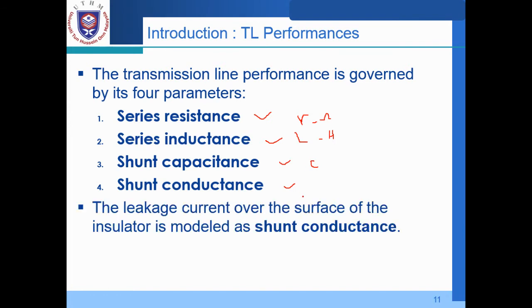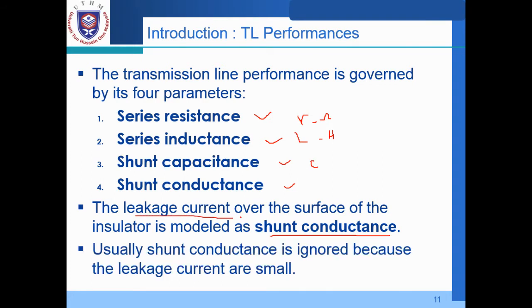Okay, so the leakage current over the surface of the insulator is modeled as shunt conductance. So this is what we can understand by the meaning of shunt conductance. It happens due to leakage current over the surface. However, shunt conductance is being ignored. Normally we just ignore the element of shunt conductance because the leakage currents are too small.